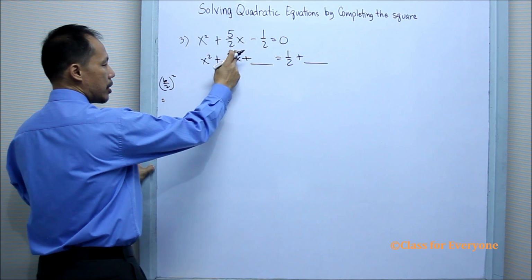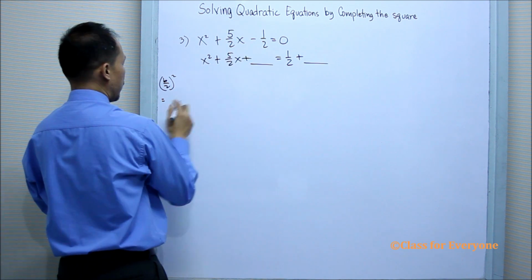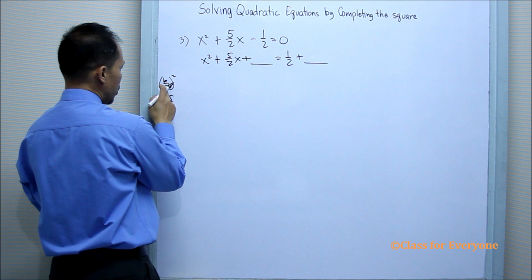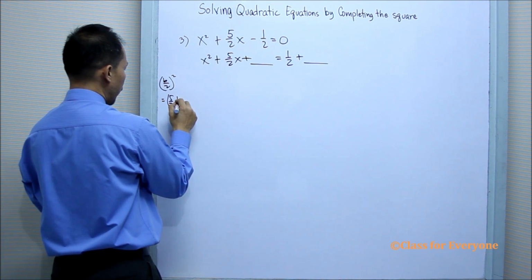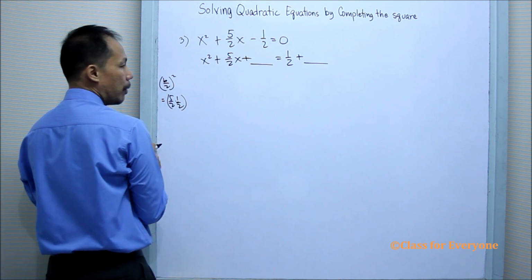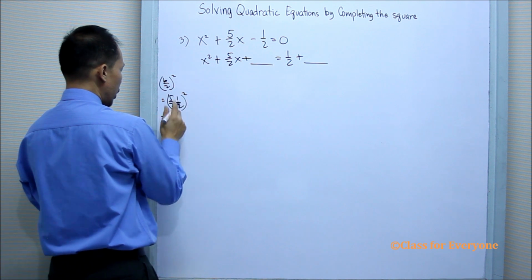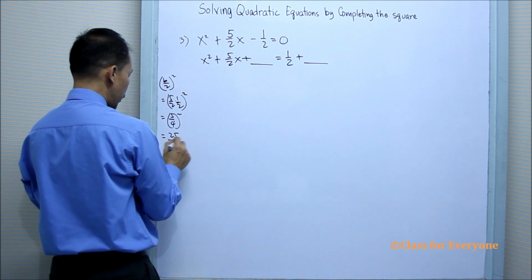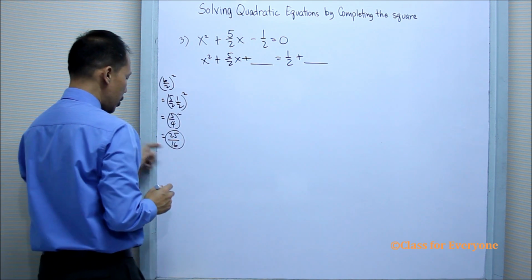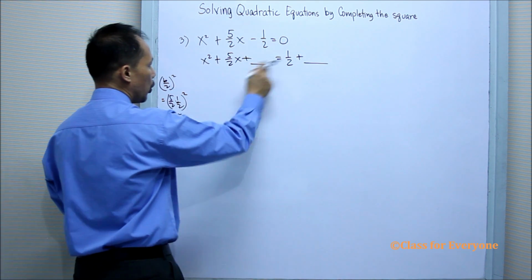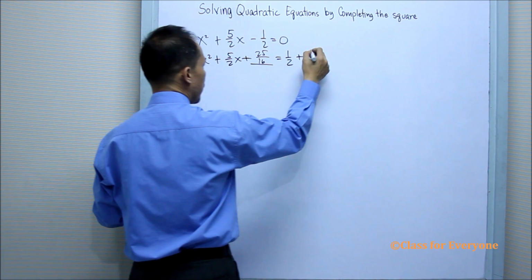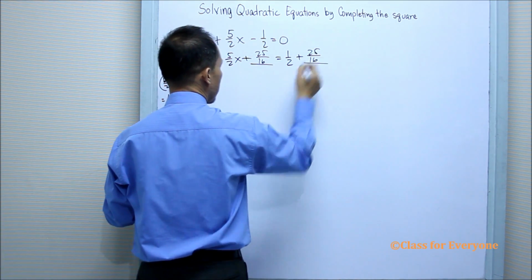The value of b is the fraction 5/2. Since it is a fraction, it is multiplied by 1/2, which is the same as dividing it by 2. Multiplying it by 1/2, I will have 5/4. Then squaring 5/4, I will have 25 over 16. And that is the number that I am going to add to both sides of the equation: 25 over 16.